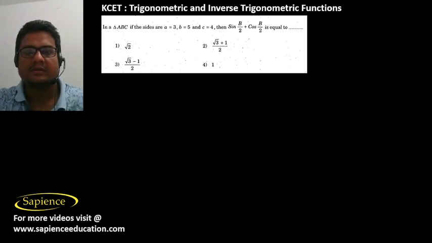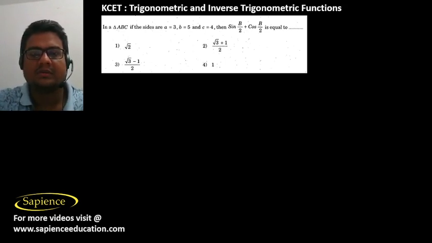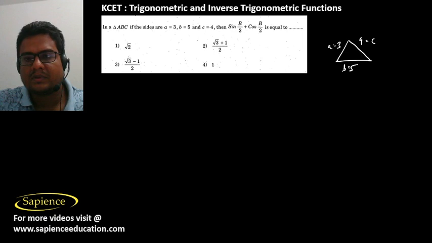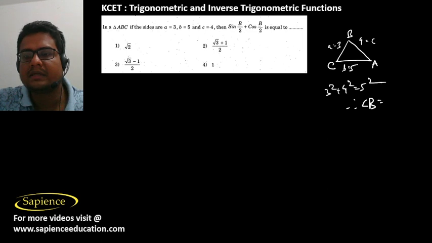Then in this question it is told, in triangle ABC, the sides are 3, 5 and 4. So here this is 3, this is 4, this is 5, suppose. So this is A, this is C, this is B. So it means that this is angle B, this is angle A, this is angle C. Okay, so this is triangle ABC. We know that 3 square plus 4 square is equal to 5 square. So therefore angle B is a right angle. Angle B is equal to 90 degree, of course.